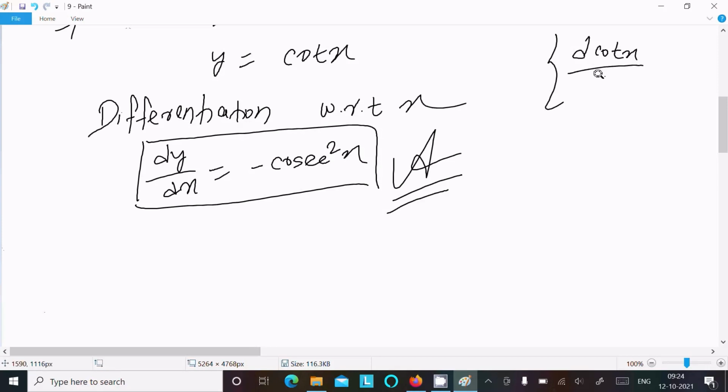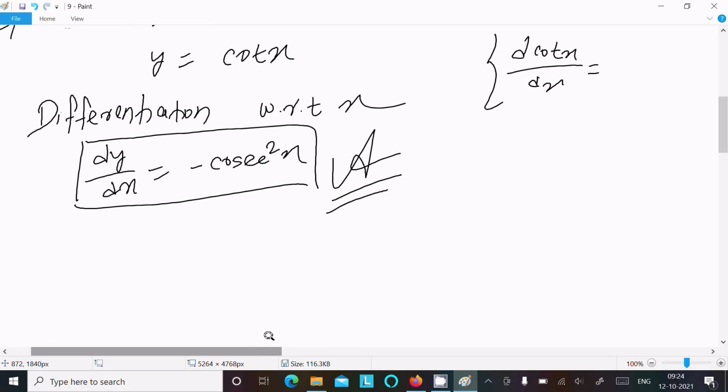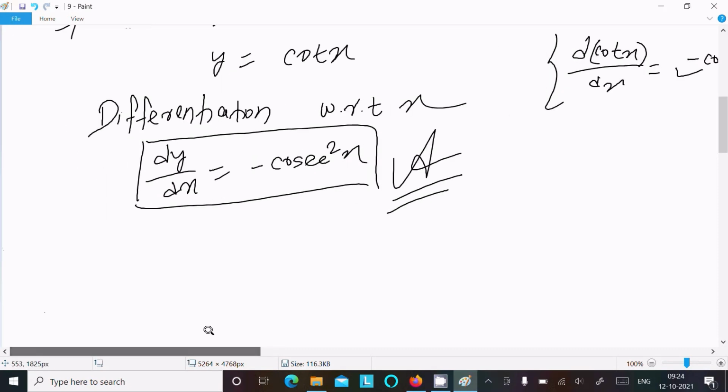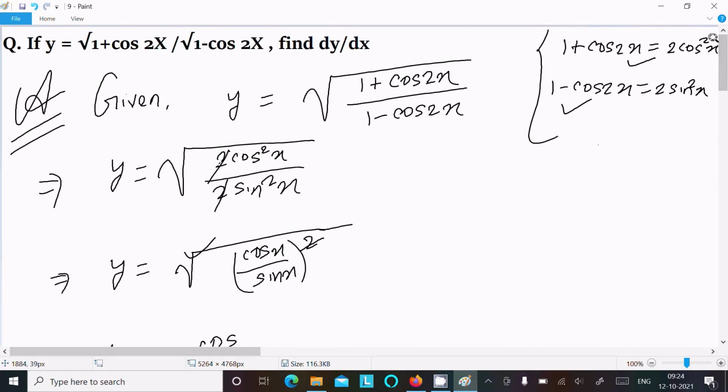The differentiation of cot x is equal to minus cosec square x. So you should remember this formula. So this is the way we can do the differentiation of these questions.